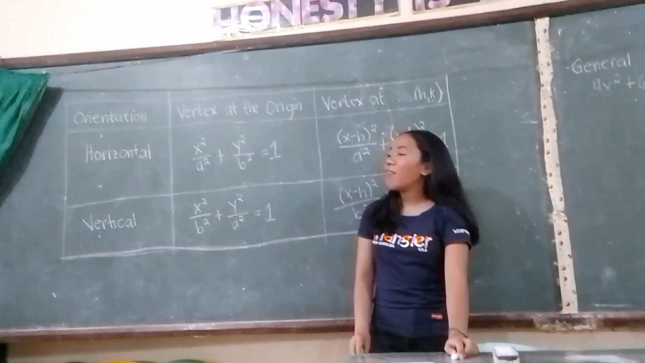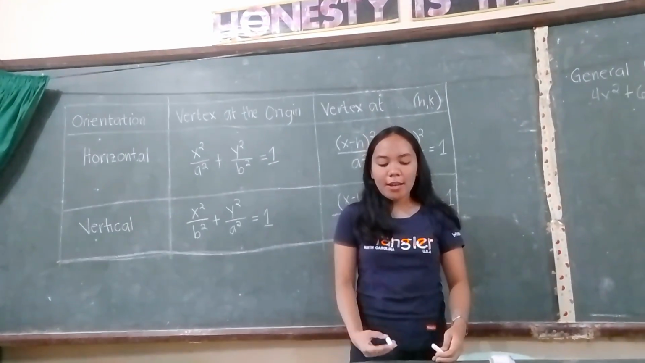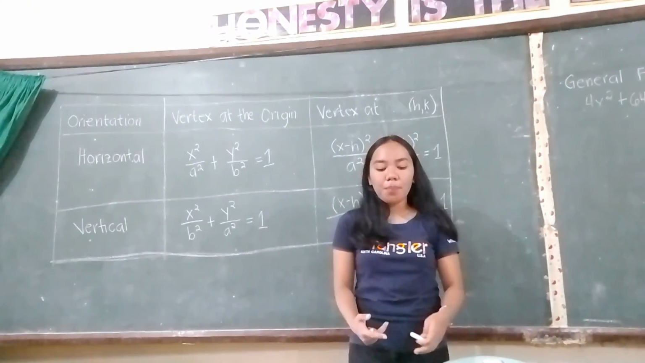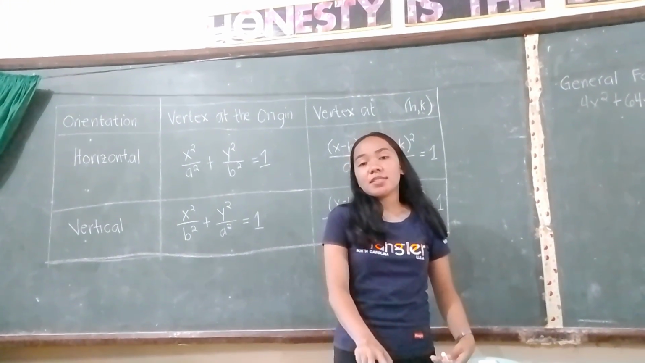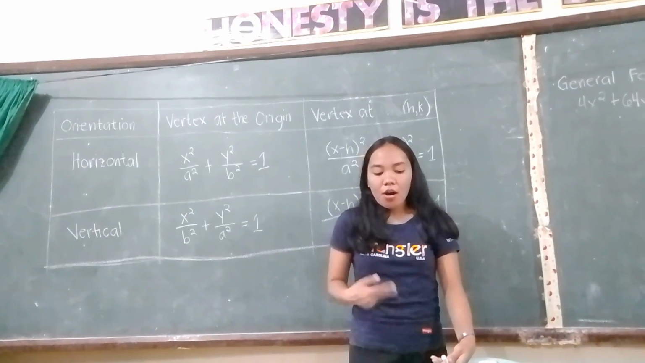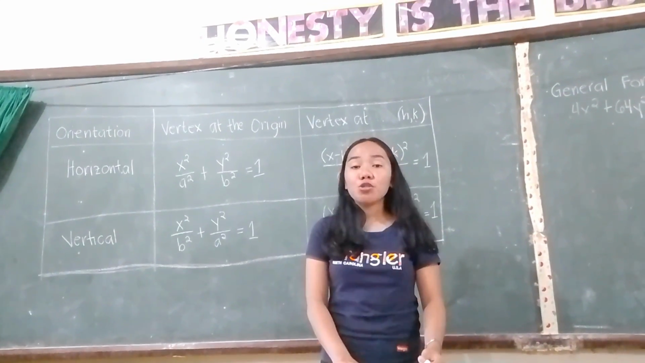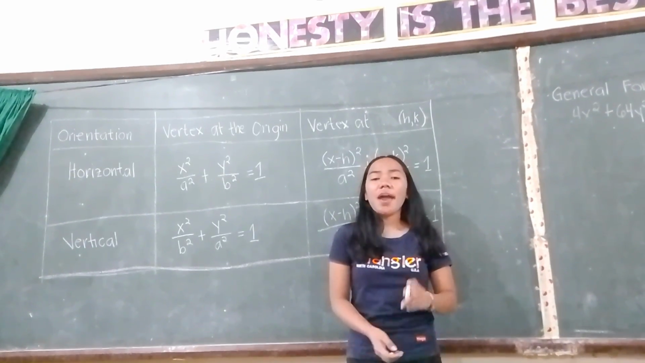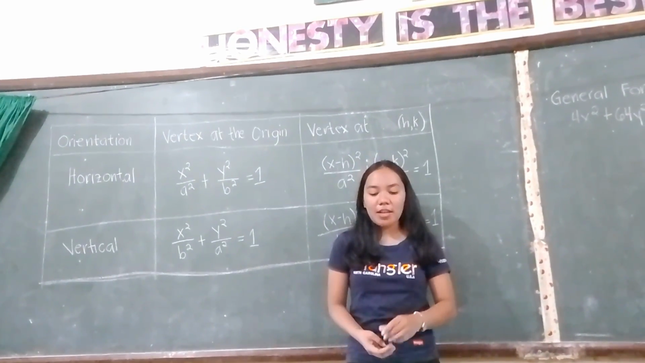So let us define first what is an ellipse. An ellipse is a set of all points in a plane such that the sum of the distances from two points, or foci, is a constant. There are the following parts of an ellipse.